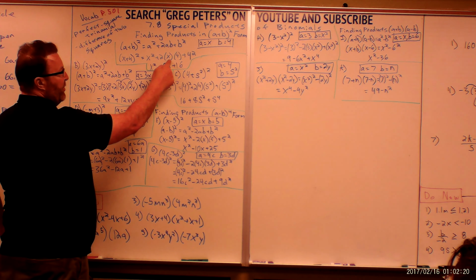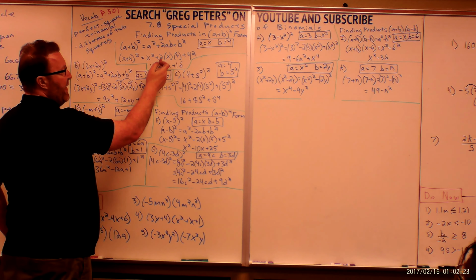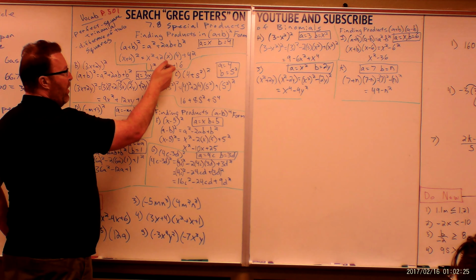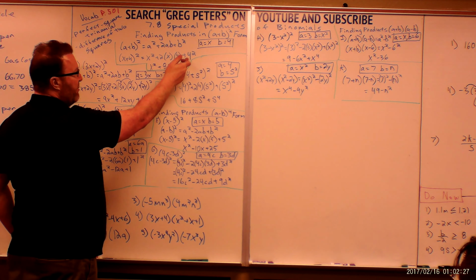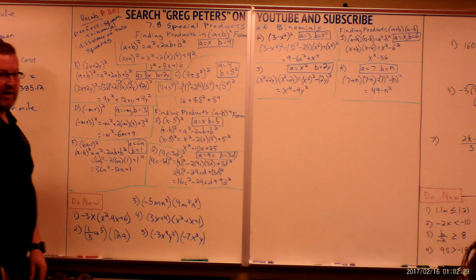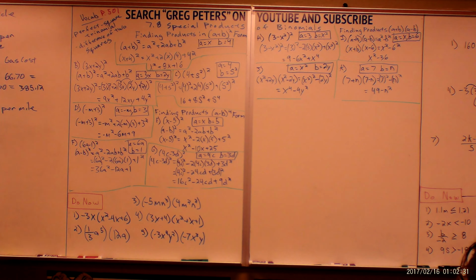So x2, 2x. By the way, we multiply these. 2x and then times 4, 8x. 4 to the power of 2, 16. We're done. Okay? One more time.